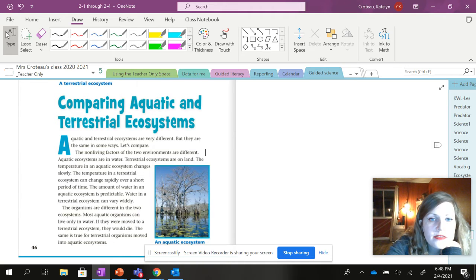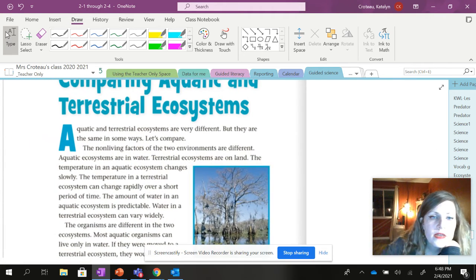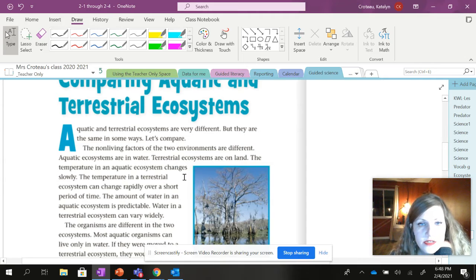Let me see if I can zoom on this a bit. Oh, yes, there we go. Aquatic and terrestrial ecosystems are very different, but they're the same in some ways. Let's compare. So when you see something where it's talking about where they're the same, something where it's talking about different, that's your clue.